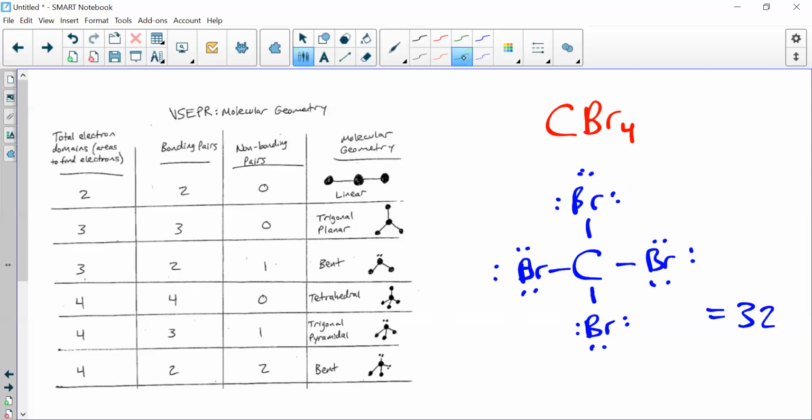Carbon on the periodic table has 4. Bromine has 7 times 4 is 28. 4 plus 28 is 32, which means this is, in fact, the correct Lewis structure.